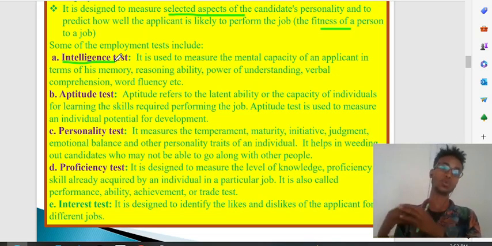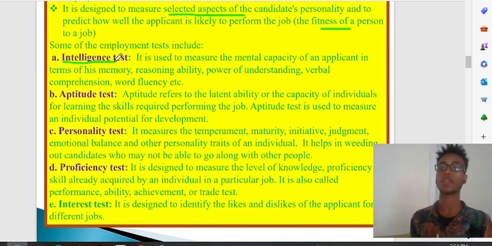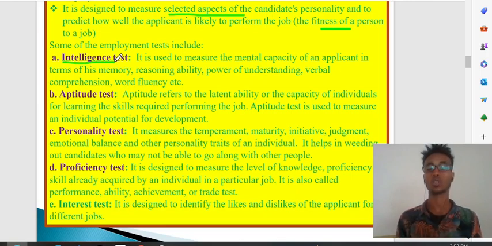The other one is the aptitude test. Aptitude refers to the talent or latent ability or capacity of an individual for learning skills to perform the job. It measures the individual's potential for development.